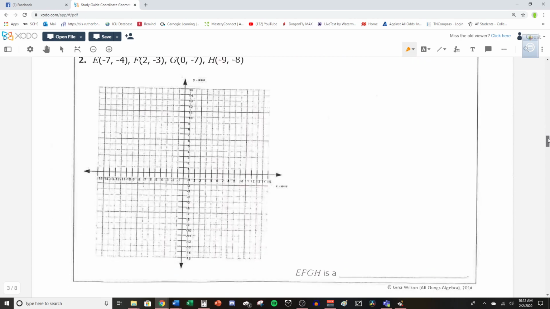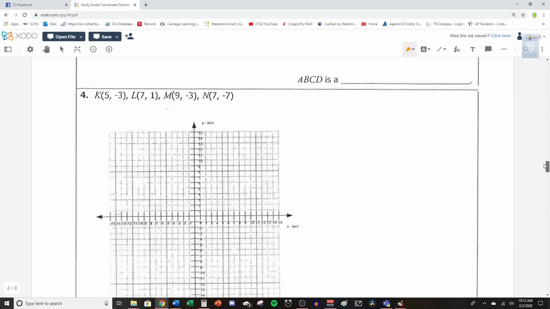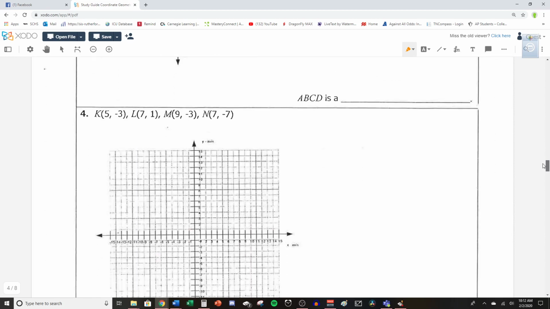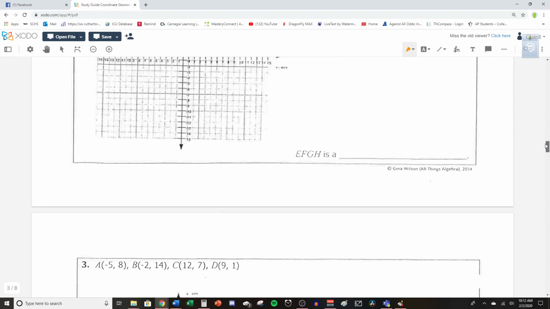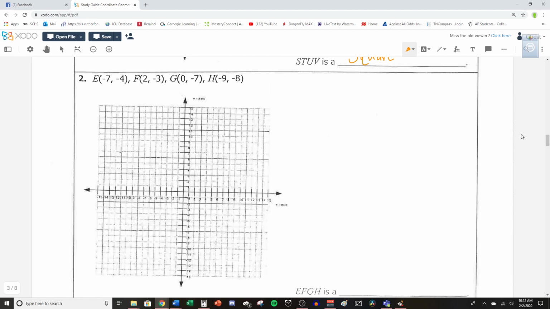Let's graph this next one. I'll probably leave the last two open just to shorten the length of this video. These do take a little bit of work and take up a lot of time. I'll work this one and then I'm going to move on to the next section. Okay.